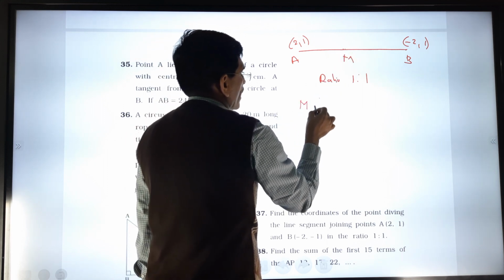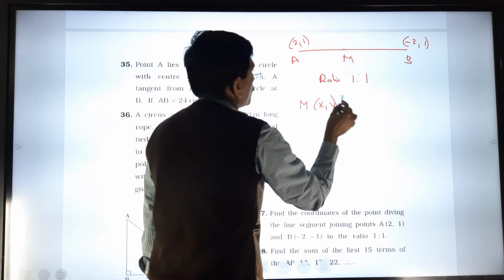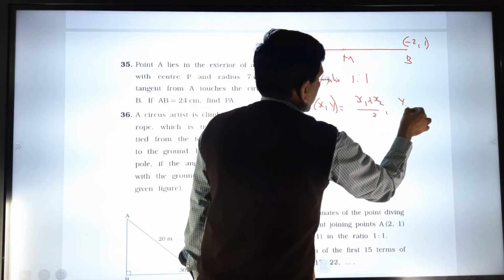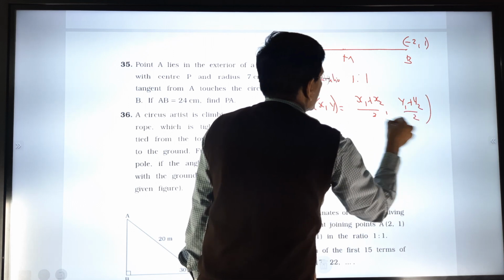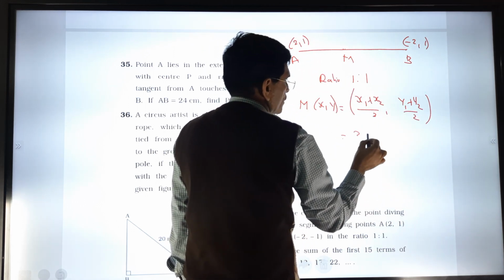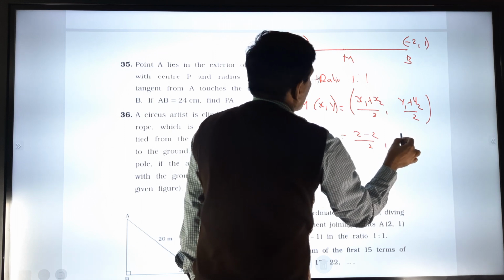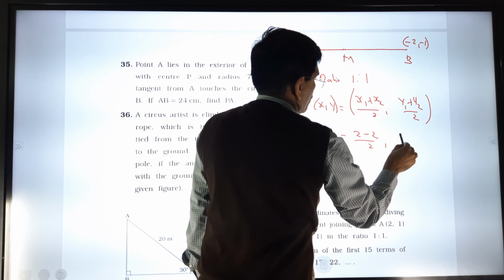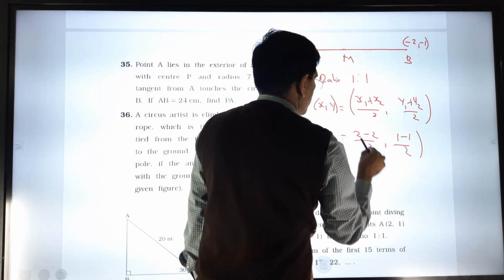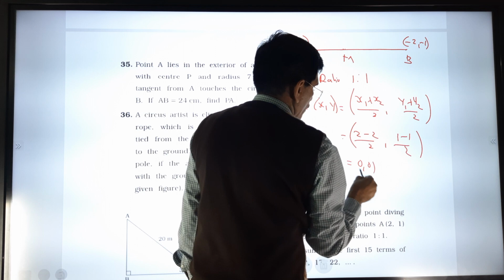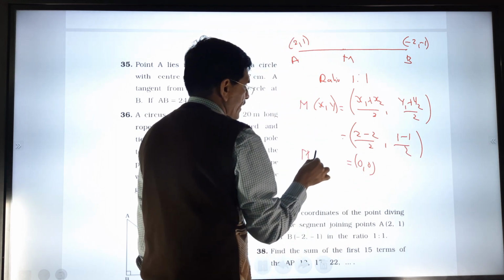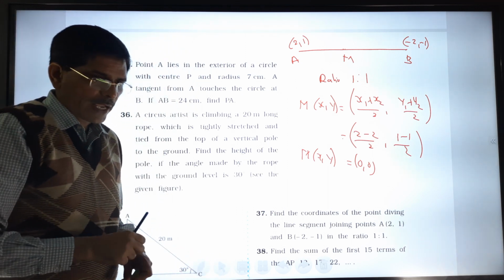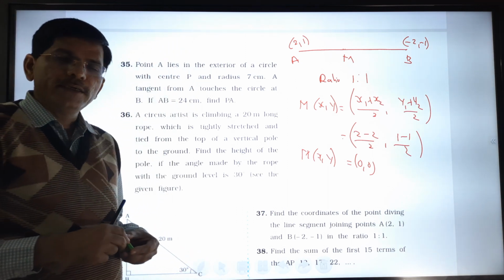So M(x, y) is equal to (x1 plus x2 by 2, y1 plus y2 by 2). So plus 2 minus 2 by 2. Here 1, so plus 1 minus 1 by 2. So 0, 0. So the midpoint (x, y) is 0, 0. I hope you have also understood this.